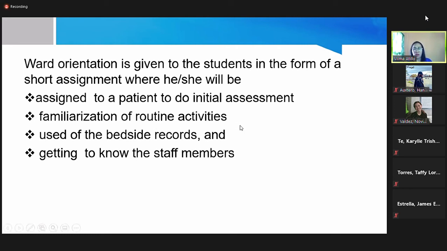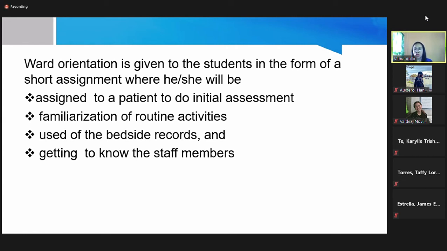Familiarization of the routine activities in the ward, use of the bedside records, and getting to know the staff members. So, hindi pwedeng, if you are asked by somebody, kilala mo ba si Mrs. Atillo? Asan yung nurse na Atillo? Hindi pwedeng i-describe mo lang. Dapat kilalanin mo ang mukha. That is why we have the orientation, para if the patient or the doctor will ask you, you can really identify who those persons are.